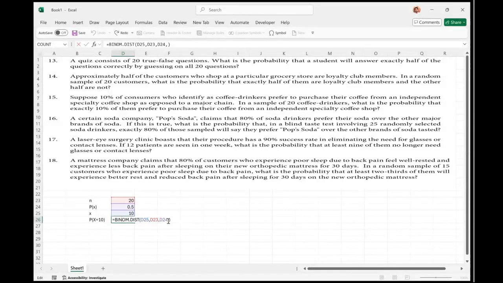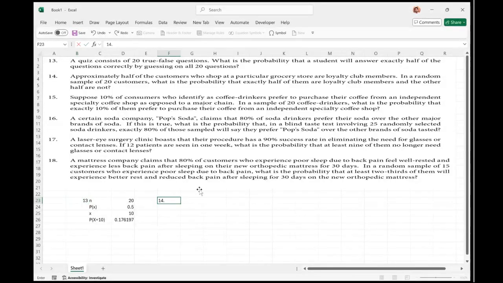Let me quickly put the false. I think it didn't take the false here. So it will be false. This is the one. And this is going to be your answer for question number 13. And now let's look into question number 14.